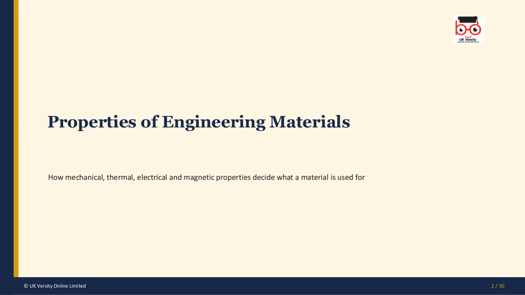Welcome to Learning Outcome 4, where we explore the properties of engineering materials and how they decide what each material is good for. We'll look at how materials behave mechanically, thermally, electrically, and magnetically, and see why the right property gets matched to the right job.